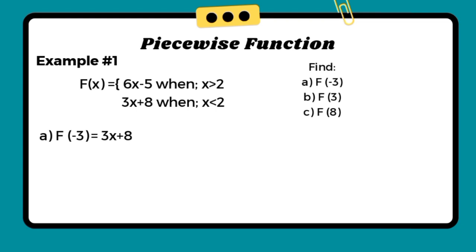After that, we substitute the value of x: the negative 3 replaces x. So we have 3 times negative 3 plus 8. The next thing we do is multiply 3 times negative 3, and the answer is negative 9. Bring down the plus 8. Negative 9 plus 8 is equal to negative 1. So that is the answer to letter A.